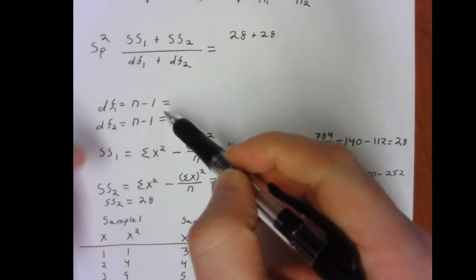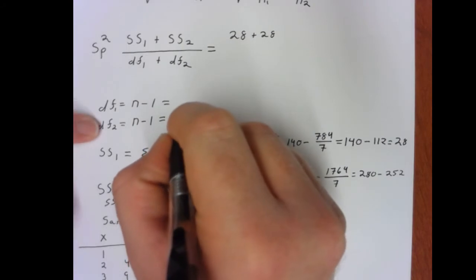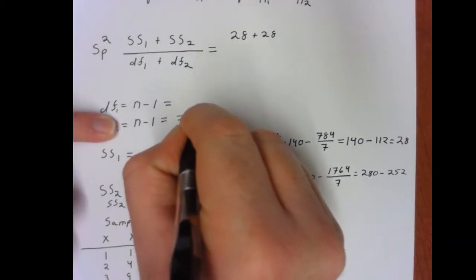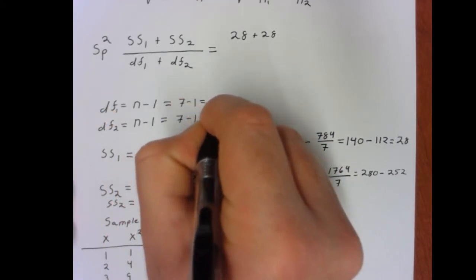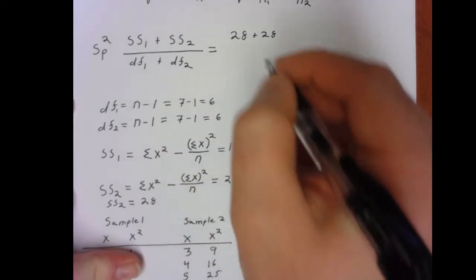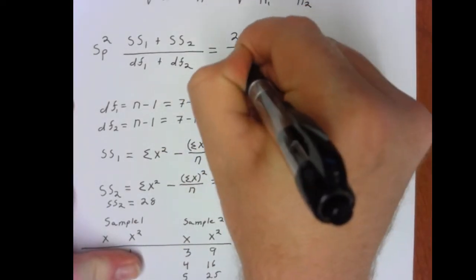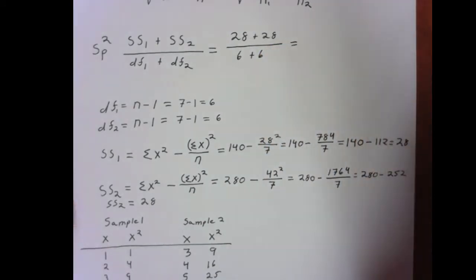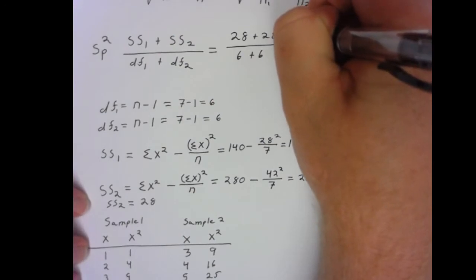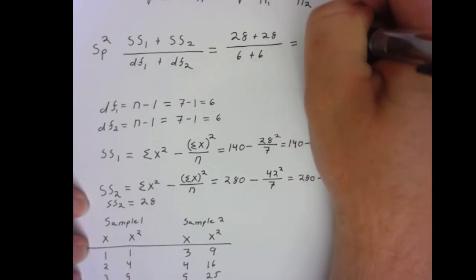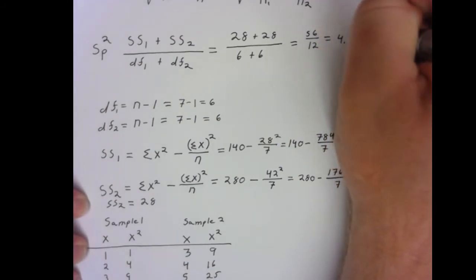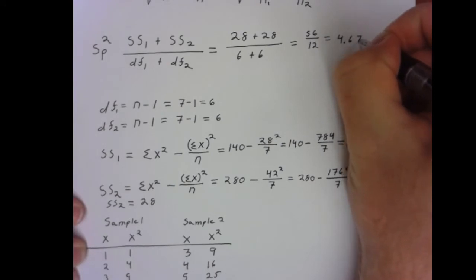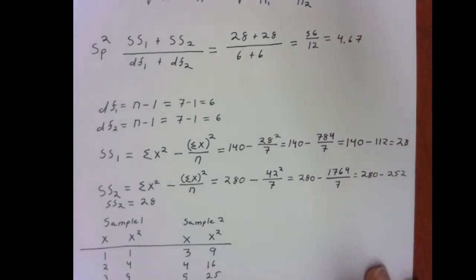So then, I forgot these, so I'd actually calculate these as well. So we would have n, which would be 7 minus 1 to get us 6, and 7 minus 1 again to get us 6, with n being the sample size in both cases. So we would have 6 plus 6. This would get us 56 divided by 12 to get a final of 4.66, repeating, which I'm just going to round off to 4.67 right here.